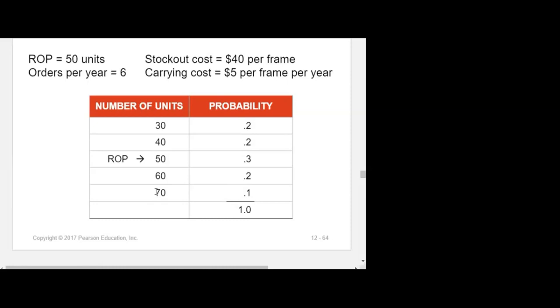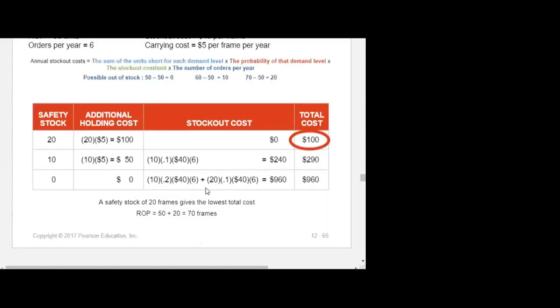So if 70 customers come in, how many items are you short? 20. What's the probability of having 70 customers coming? 10%. So you go down here, look, 20. That's what you are short. What's the probability of it? 10%. And the rest are the same, right? 6 per year, $40 is the stock out cost on average, which is the profit you could make from those items.